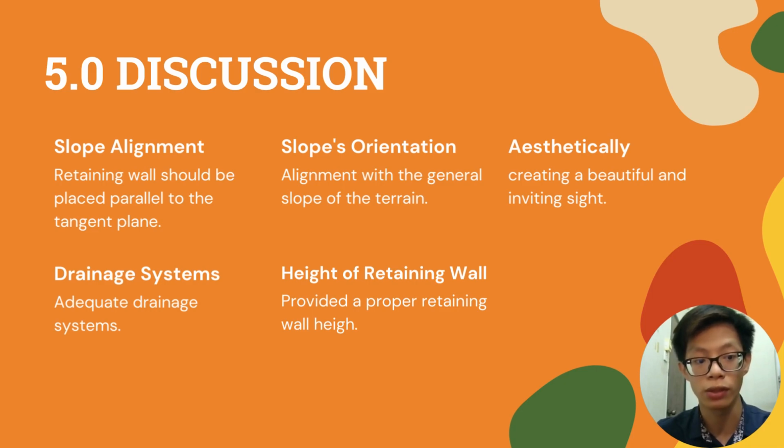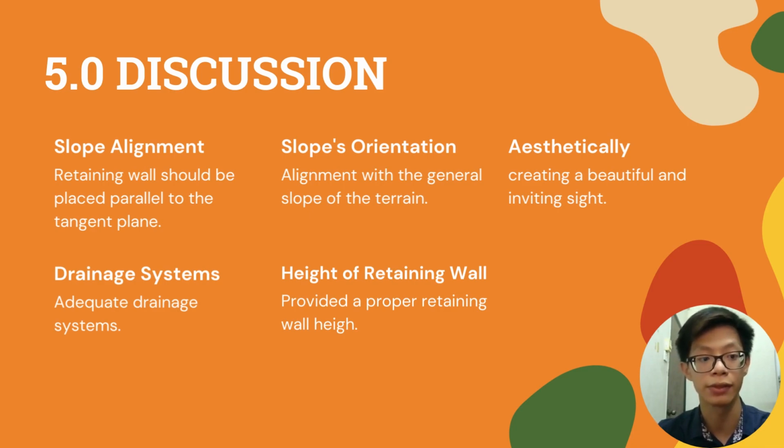When the wall is not aligned with the tangent plane, the soil's lateral force may impose unequal pressure on it, and it will create instability and even sliding. So next, the tangent plane can also be used to establish the slope orientation, depending on how steep the slope appears on the surface or terrain.